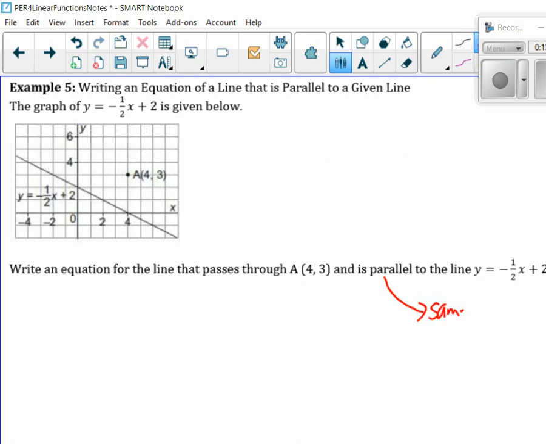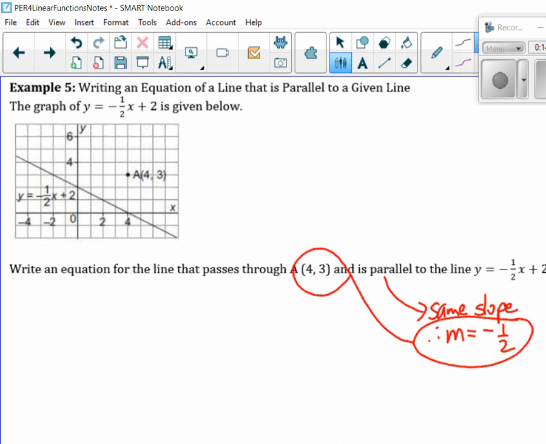means the slope is m equals -1/2. So they're giving you the slope and they're giving you a point. I don't know why they're giving you the graph, but maybe that way you can see if you're right. You don't need the graph to do this. So now we're going to put it all together.